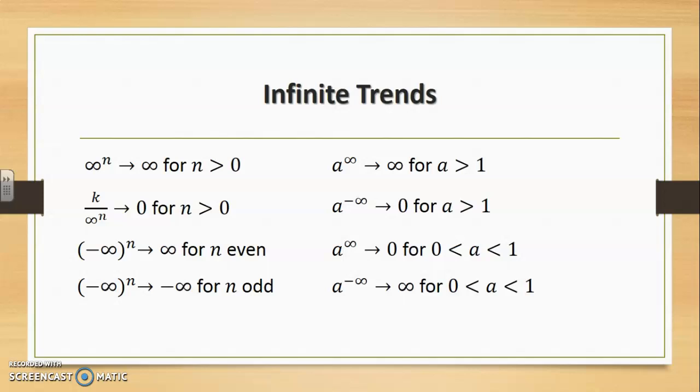Minus infinity to the power n will trend towards minus or plus infinity depending on whether n is even or odd. As for exponential functions, this may depend on the base, since when the base is bigger than 1, the exponential function is one that is increasing, and therefore as we go towards infinity, a to an exponent that is infinite tends to infinity, but a to an exponent that is minus infinity will trend towards 0. The exact reverse is true when the base is between 0 and 1.